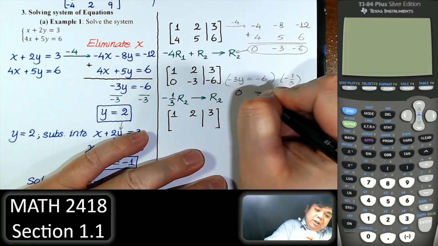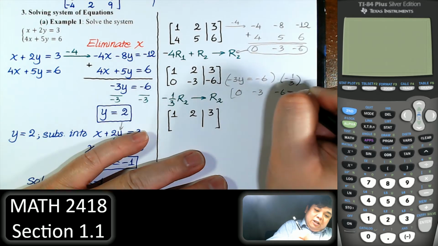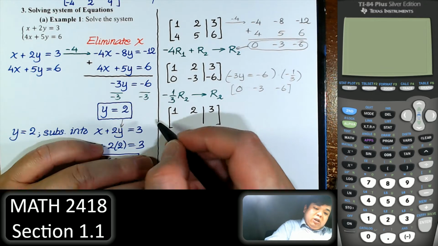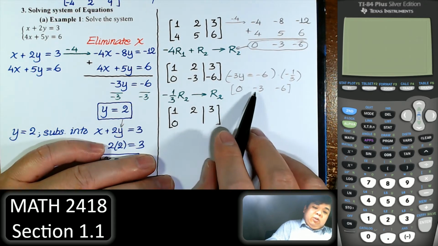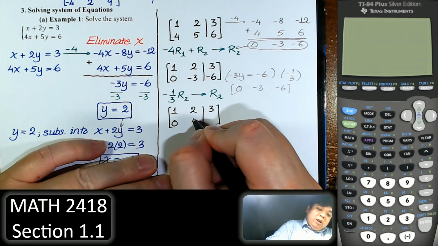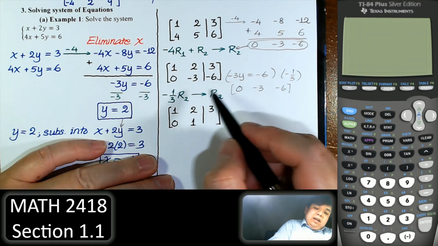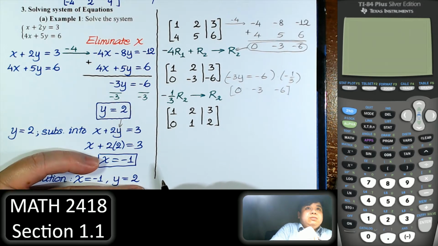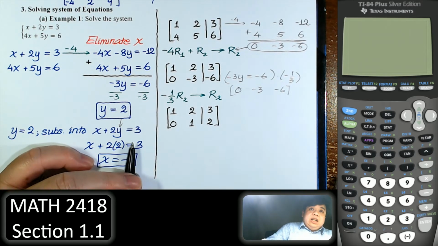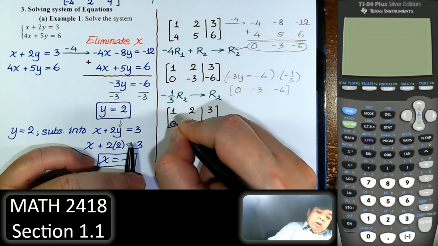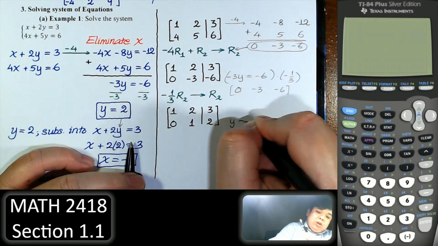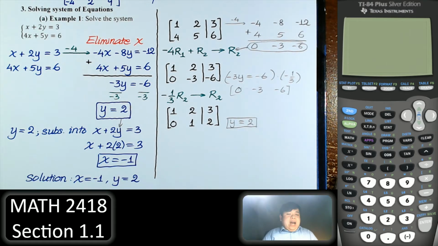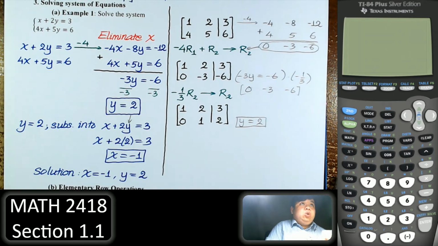So we have 0, -3, -6, and then we multiply by -1/3. So 0 times -1/3 is 0, -3 times -1/3 is 1, and -6 times -1/3 is 2. Alright, so from here this equation is equivalent to 0x plus 1y equal to 2. So indeed we have y equal to 2. Right. So of course after that we can just continue using the substitution here.